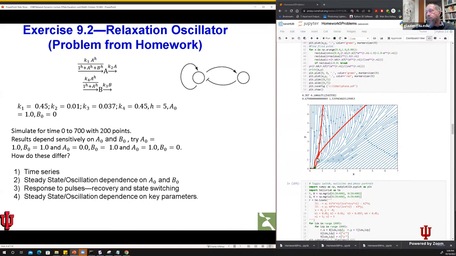Now, what are these red and green dots that I've posted here? Those are fixed points. There should also be a fixed point at 0, 0, and it's there, but it's hard to see because it's cut off by the corner.